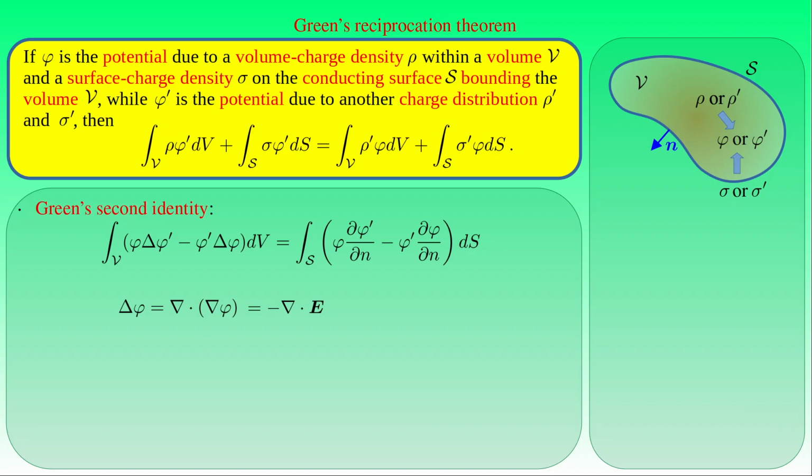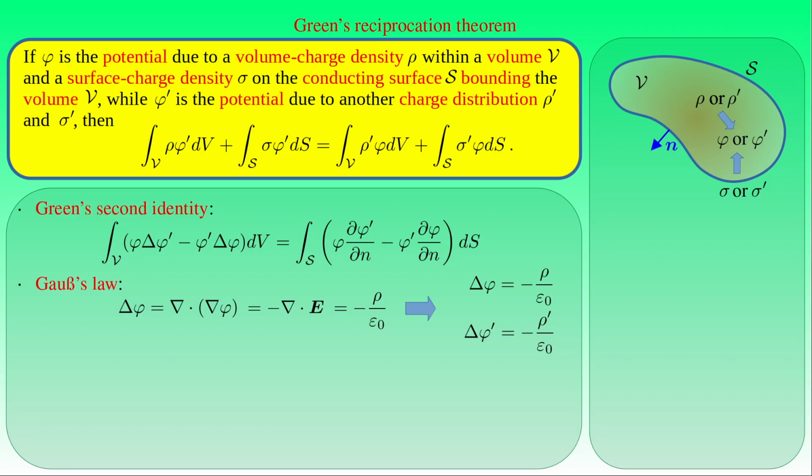Then we can use Gauss' law stating that the divergence of the electric field E is equal to the electric charge density ρ producing the field over the vacuum permittivity epsilon naught. As a result, we have Poisson's equation stating that the Laplacian of the electric potential phi is equal to minus the electric charge density ρ over epsilon naught. Similarly, we can write that the Laplacian of the potential phi prime is equal to minus the electric charge density ρ prime over epsilon naught.